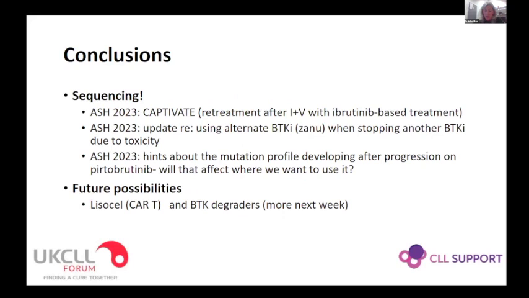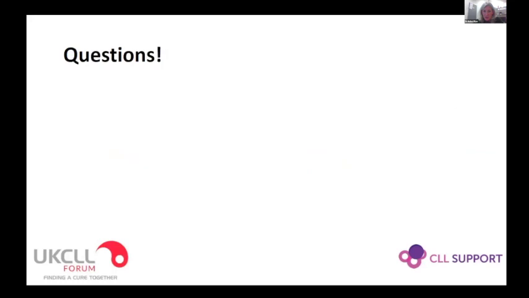Sequencing, we've seen that we've got some both retrospective and prospective data to show us that we can use these novel or targeted agents one after the other, and we're still seeing responses. But I think we need to think about the mutation profiles that are developing after progression on the different BTK inhibitors and whether this is going to affect what we want to do in the future. And then these future possibilities, more on that in the trials section next week. Thank you very much.